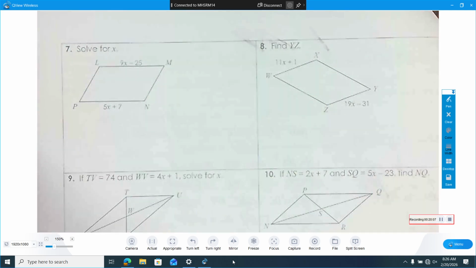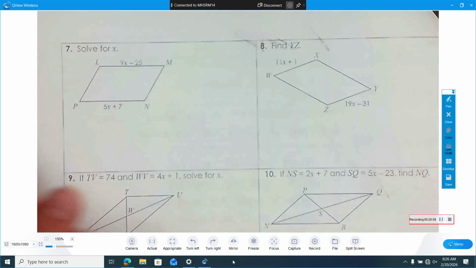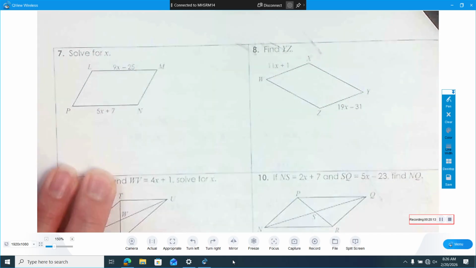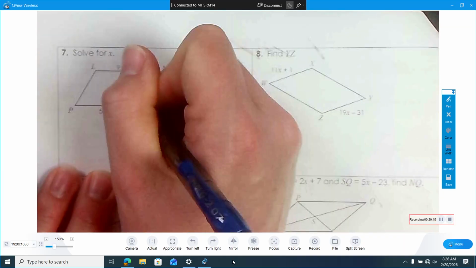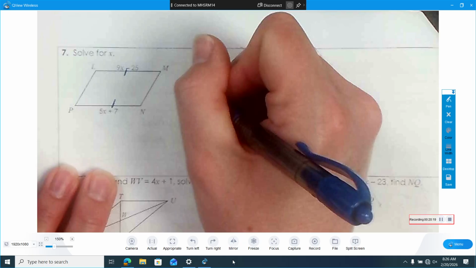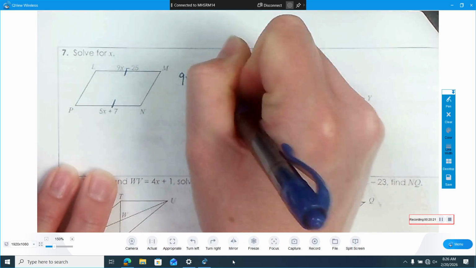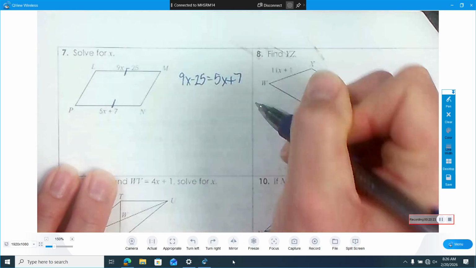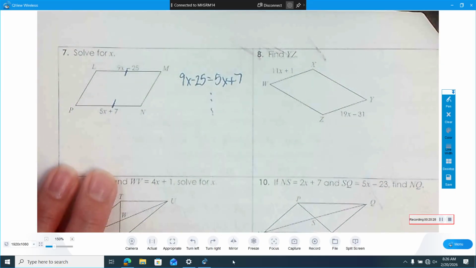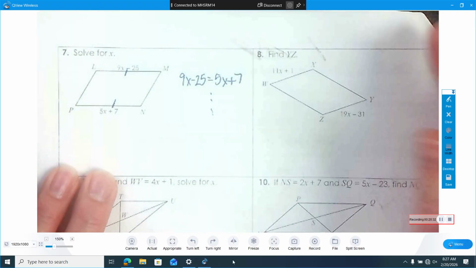All right, so once again, we've been given parallelograms, and these are talking about the side lengths. What do we know about the side lengths? They're congruent. So what equation can we write? 9x minus 25 equals 5x plus 7. Yes. And then do we know how to solve for x? Okay, so we can just set it up and stop there. All right. So opposite sides are congruent.